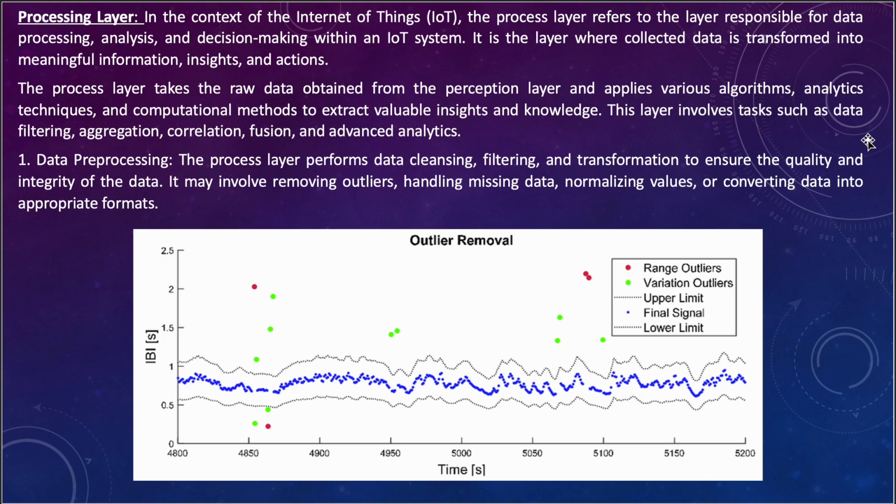The processing layer takes the raw data obtained from the perception layer and applies various algorithms, analytics techniques, and computational methods to extract valuable insights and knowledge. This layer involves tasks such as data filtering, aggregation, correlation, fusion, and advanced analytics.